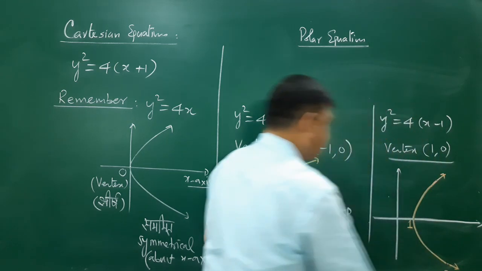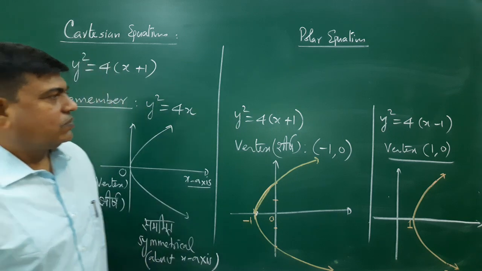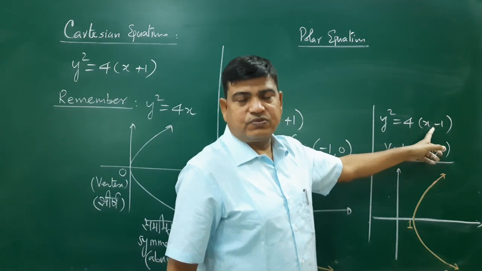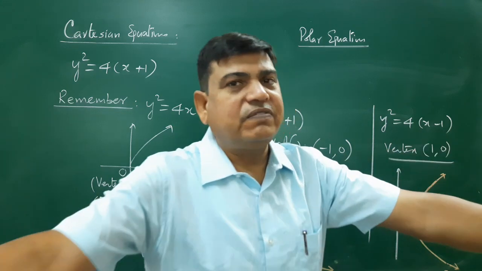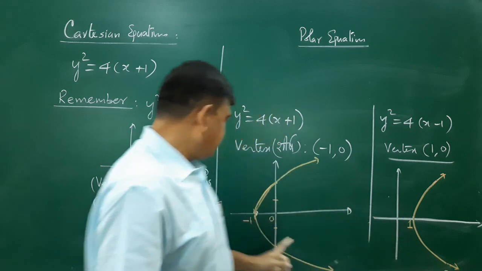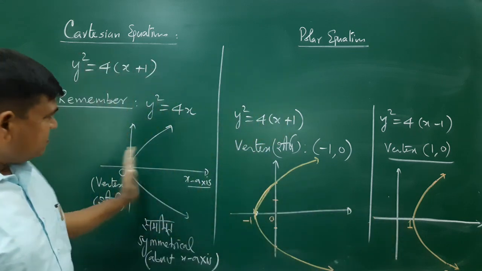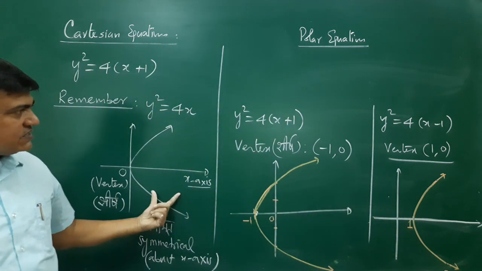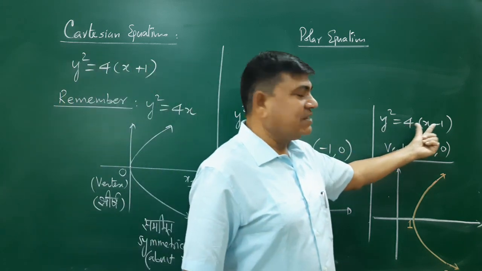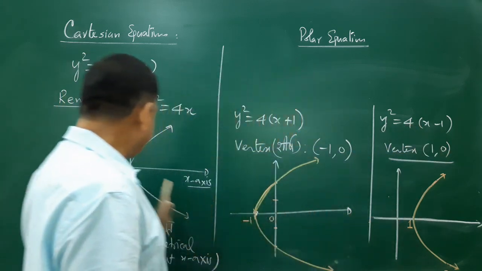This is (1, 0). Okay, if I put x equals 0, then y square will be negative, so there is no real value of y, so it will not intersect the y-axis. Here it is, fine. So you see the situation. This is y square equals 4x, y square equals 4 times (x plus 1), y square equals 4 times (x minus 1). So you do the shifting.